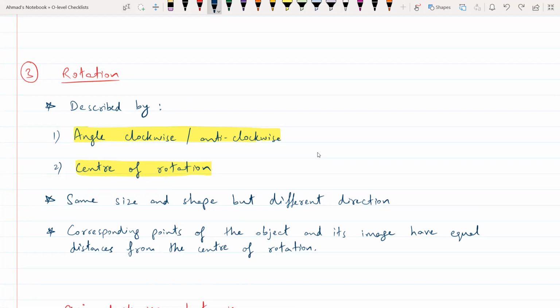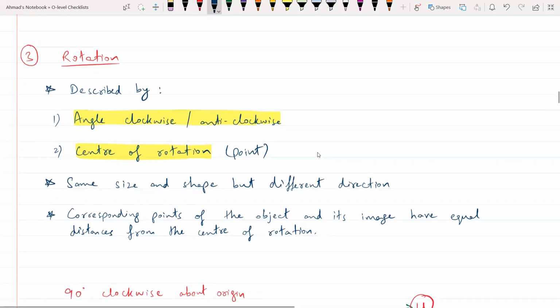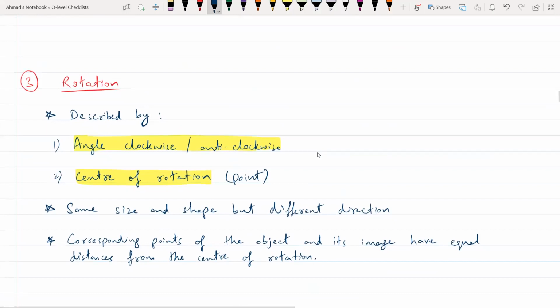ठीक है, रिफ्लेक्शन के अंदर एक लाइन ऑफ रिफ्लेक्शन होती है, रोटेशन में एक सेंटर ऑफ रोटेशन, एक पॉइंट होता है. So this is a single point, right? It's not a line, it's a single point. ओके, अब रोटेशन में भी क्या होता है, साइज और शेप सेम रहते हैं, आपकी डायरेक्शन चेंज हो जाती है. ठीक है, अब आपने डिफरेंशिएट करना हो बिटवीन a reflection and a rotation.